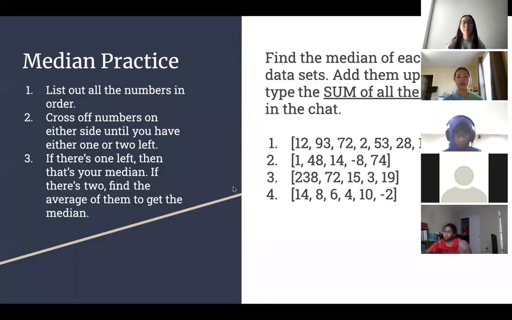So we're just going to do some practice. Similar to what we did for mean, find the median instead this time. Sort all of them, then find the middle number, then give the sum of all of the medians. Don't type it out for each of these 4 questions. Find the sum and then type that in the chat. And you can't really use a calculator for this, just to let you know.